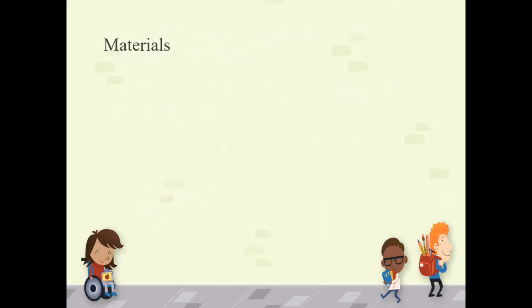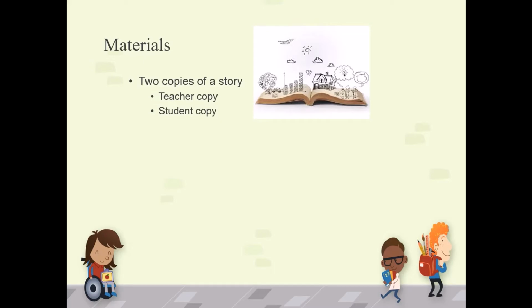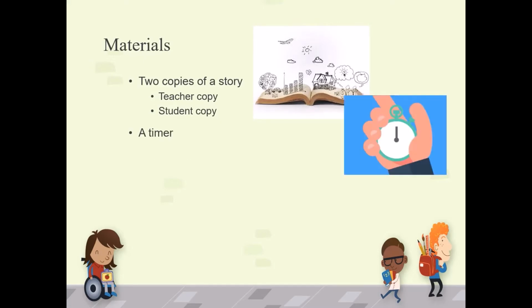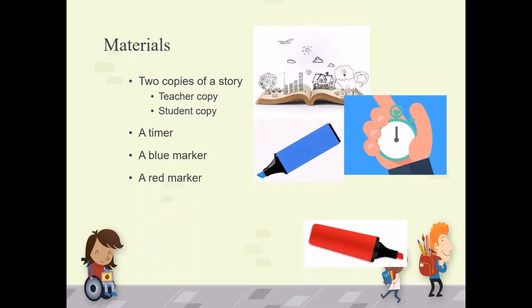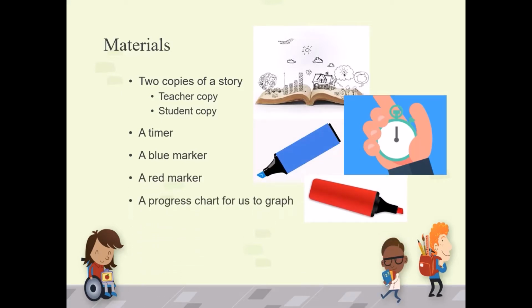Now we've finished our brief introduction of repeated reading. Let's see what materials we need for this intervention. First, we will need two copies of a story, one for the teacher and one for the student. Then we will need a timer, a blue marker, a red marker, and a progress chart for us to graph.